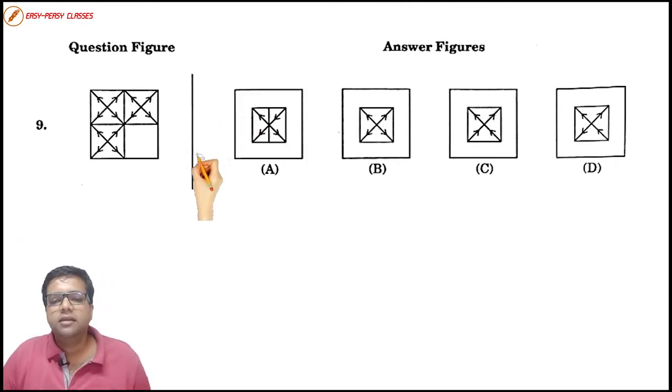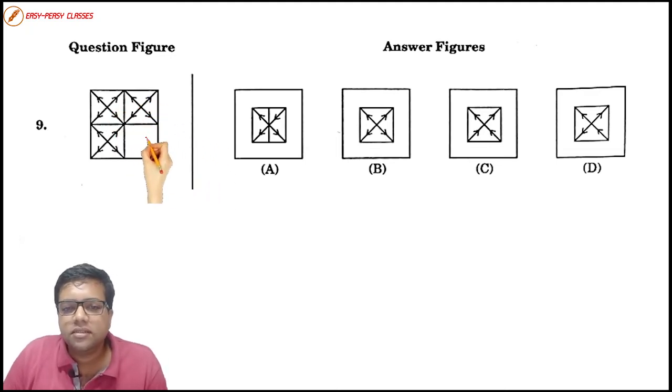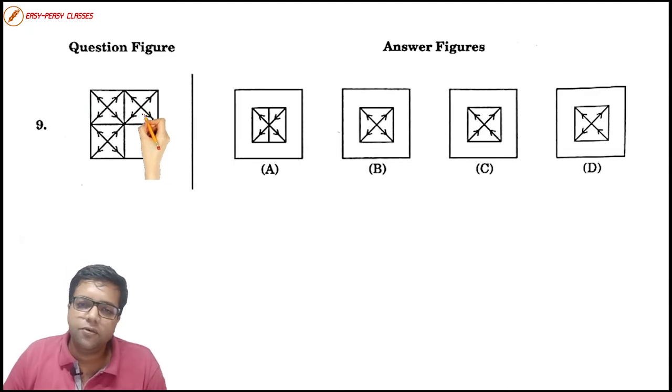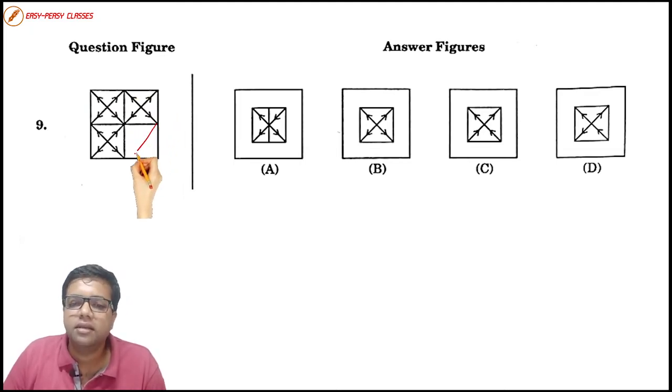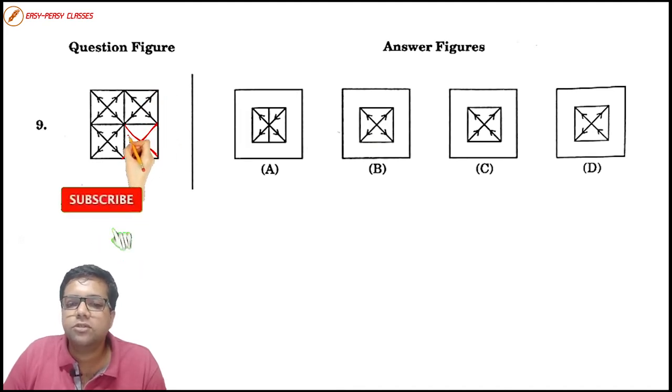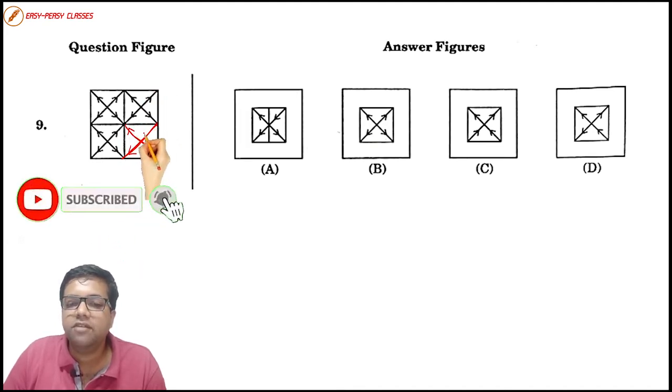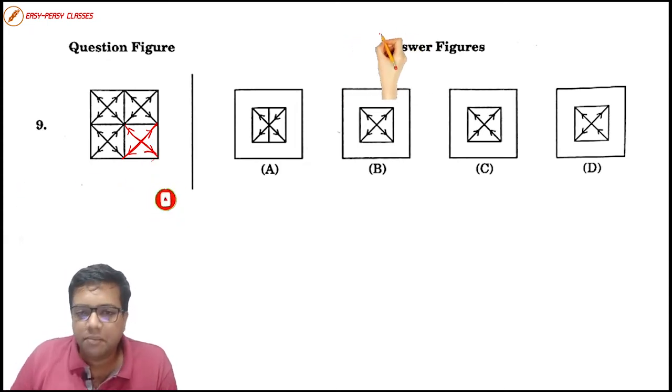Question number 9. All right, so the square has been divided into 4 parts. Each of these squares has diagonals, right? Each of them has diagonals like this. Let me draw it properly. Yep, the diagonals like this, right? And all of them have arrows which are moving away from the center. All right, we have completed the figure.